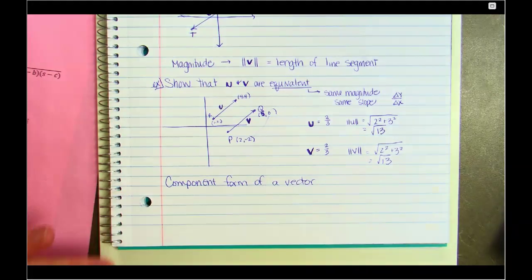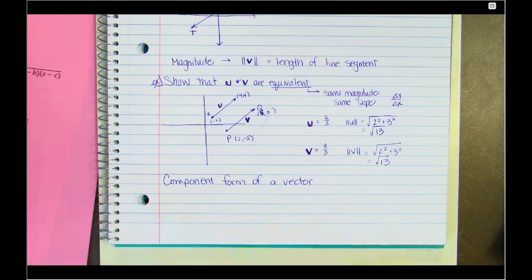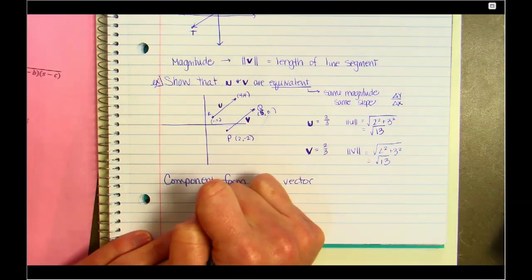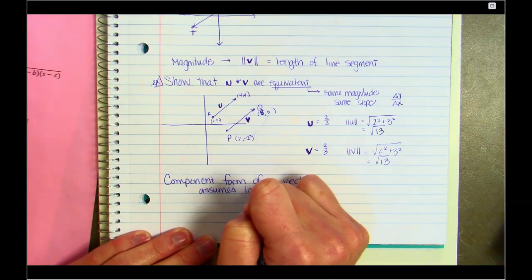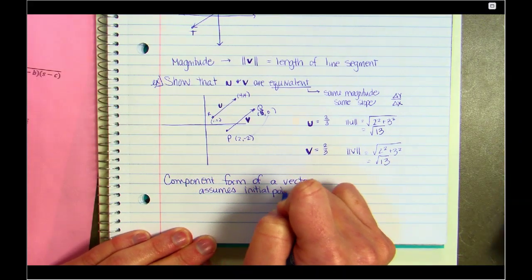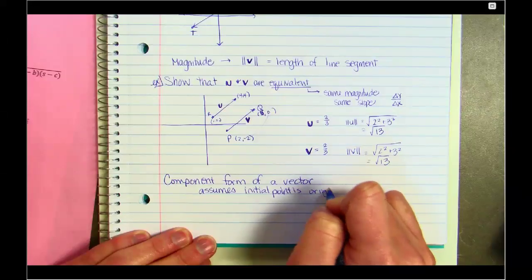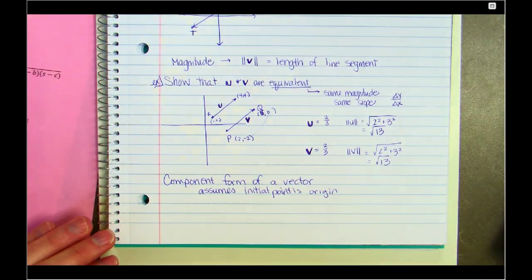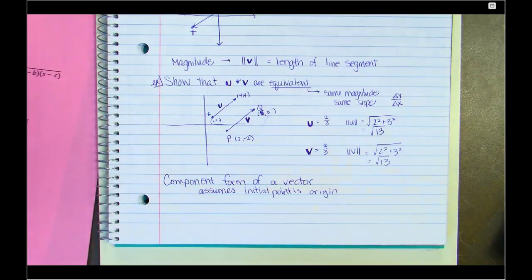Though. Okay. So the component form of a vector actually simplifies the way the vectors are. It actually makes less work for us. So it's a little bit of weird looking notation, but it makes life easier. So component form of a vector assumes that the initial point is the origin. Okay, it assumes that the initial point is the origin, which means that life gets a lot easier for us.